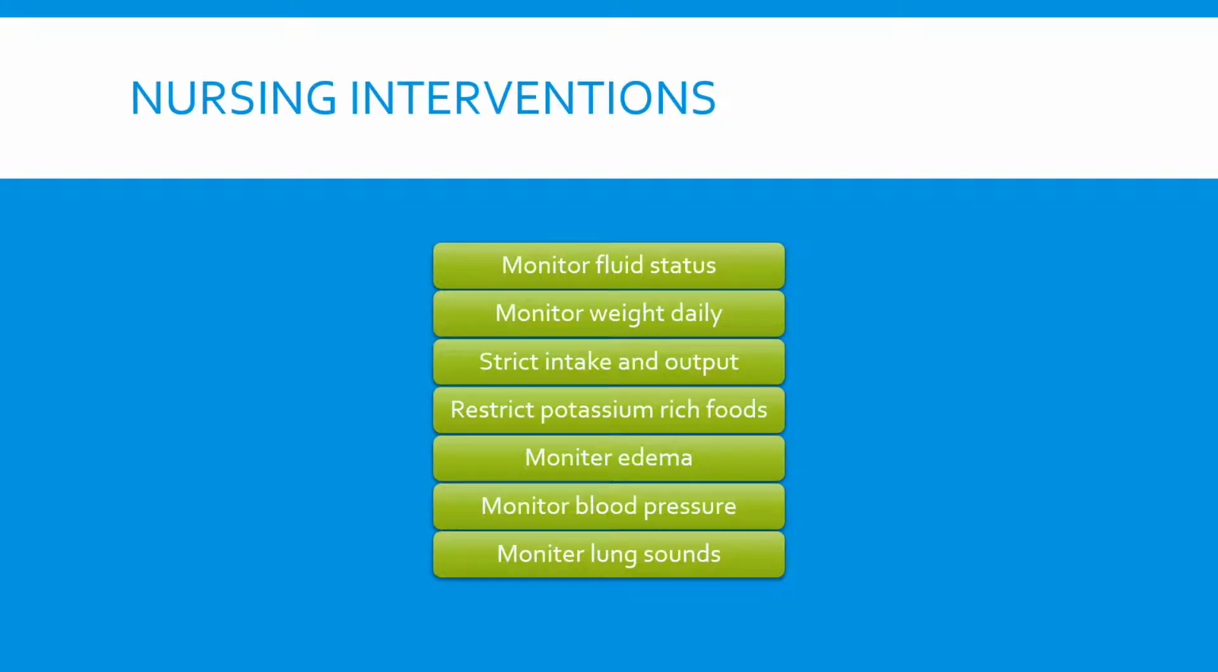Nursing interventions for glomerulonephritis are the following. You want to monitor the fluid status, monitor the weight daily, strict intake and output, restrict potassium-rich foods, monitor edema, monitor blood pressure, assess lung sounds.